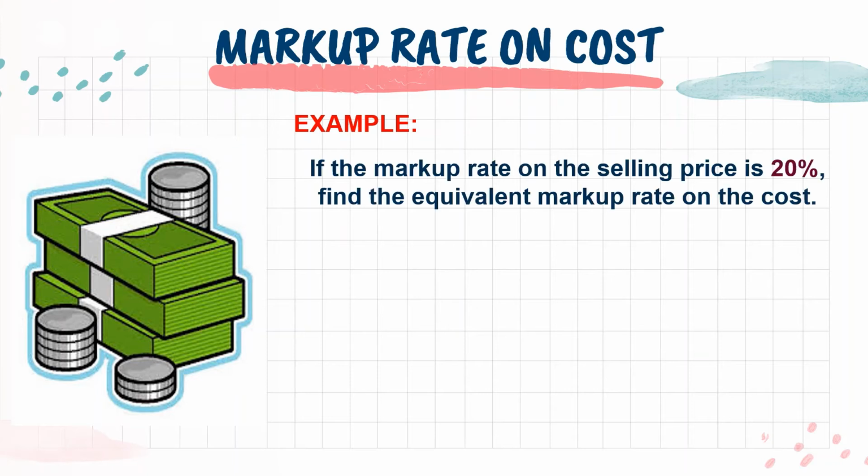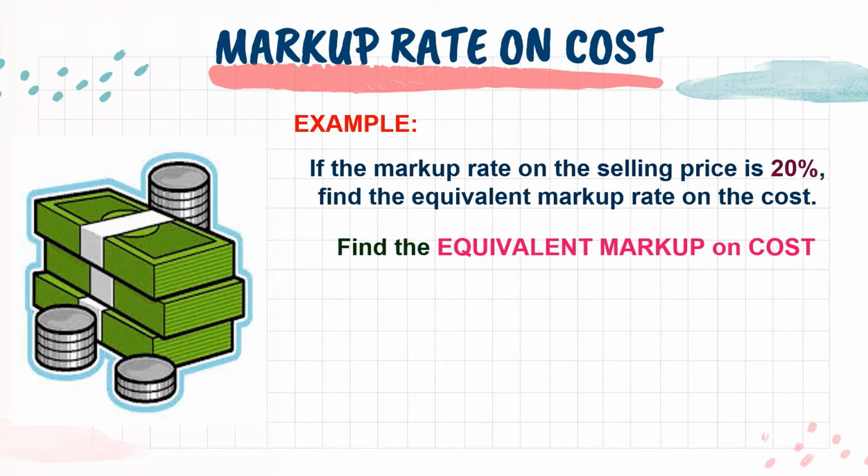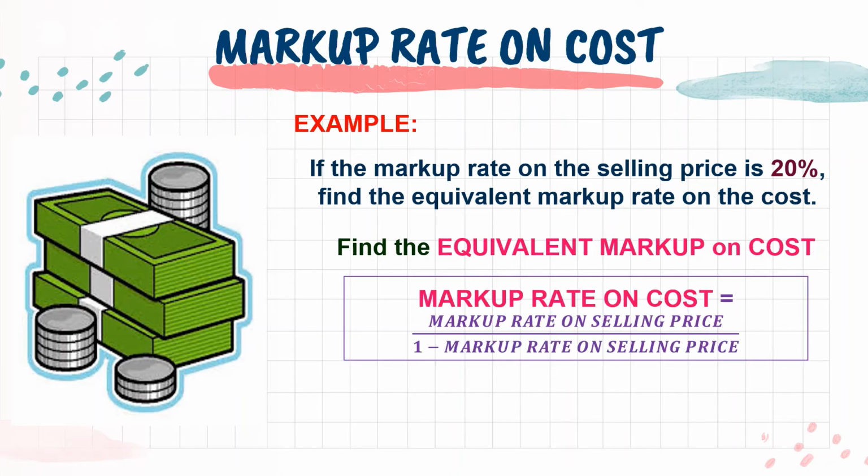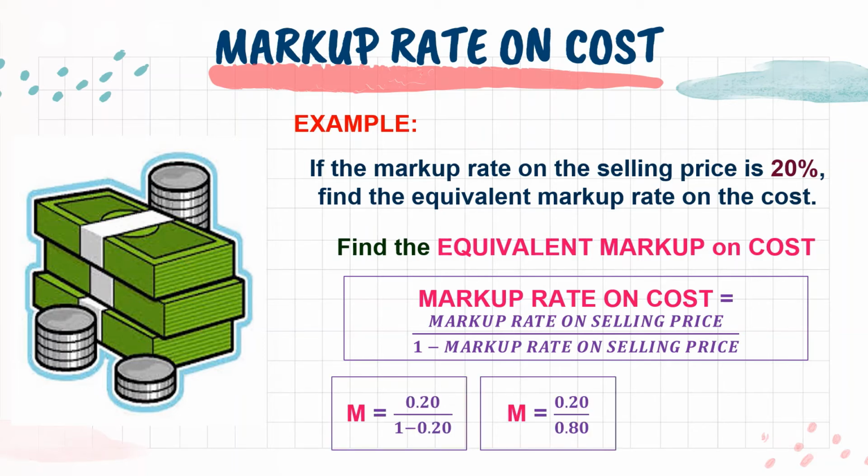Example, if the markup rate on selling price is 20%, find the equivalent markup on the cost. So, markup rate on cost is equal to markup rate on selling price divided by 1 minus markup rate on selling price. So, 0.2 divided by 1 minus 0.2, that is 0.2 divided by 0.8, and that is 0.25 or 25%.